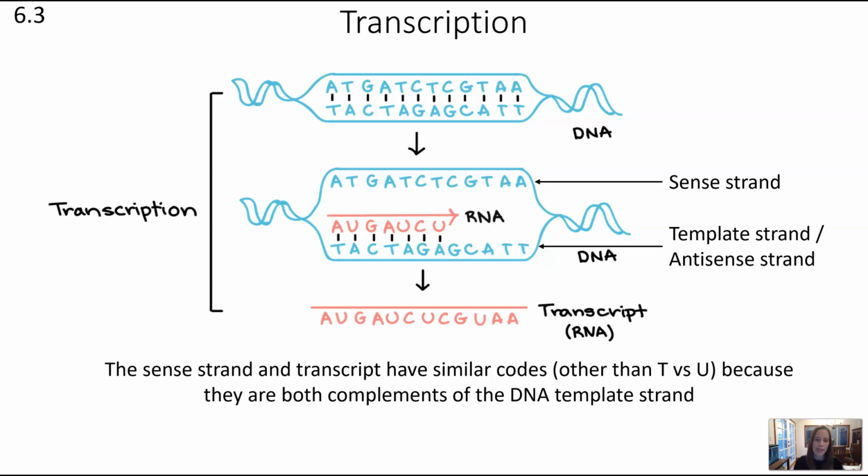And the reason here is that the sense strand and transcript have similar codes, other than the difference between T versus U. And that's because they're both complements of the DNA template strand. So they're both mirror images, essentially, of that DNA template strand. And that's why the non-template strand is called the sense strand, whereas the template strand is sometimes called the antisense strand.